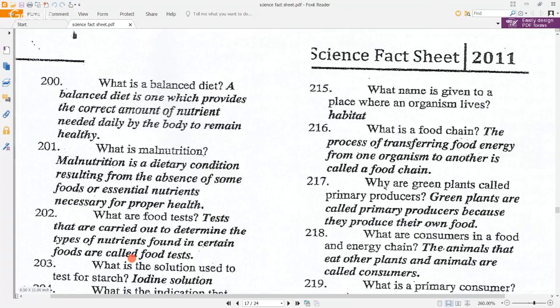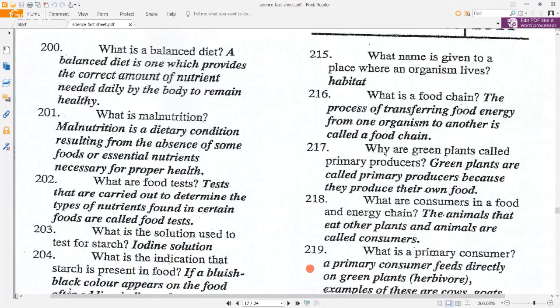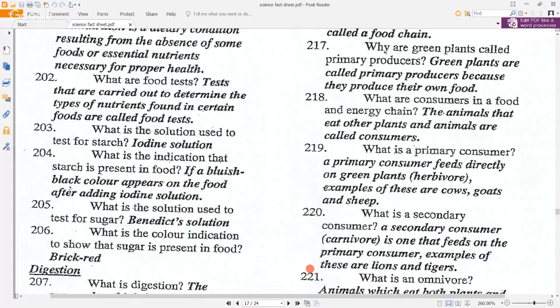What are consumers in a food energy chain? The animals that eat other plants and animals are called consumers. What is a primary consumer? Well, a primary consumer feeds on green plants, usually herbivores. Examples of these are cows and goats and sheep.